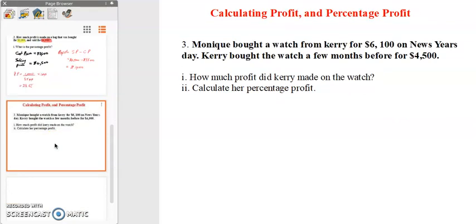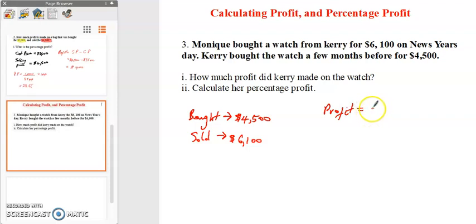So moving on to the third example. Hope you're getting the swing of this. Money bought a watch from Kerry for $6,100 on New Year's Day. Kerry bought the watch a few days before for $4,500. How much profit did Kerry make on the watch? So Kerry bought the watch for $4,500, and it was sold for $6,100.